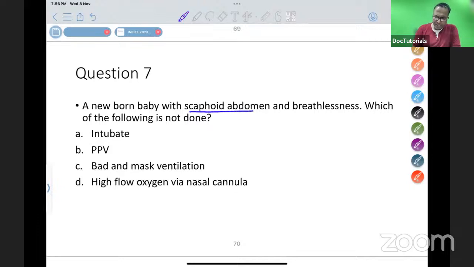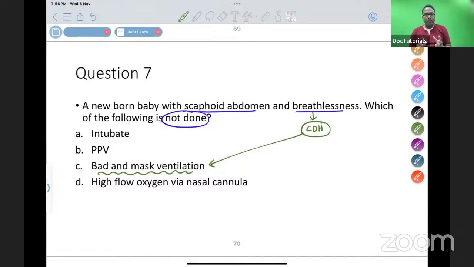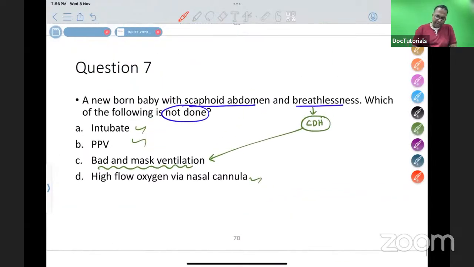A newborn baby with a scaphoid abdomen and breathlessness, which of the following is not done? Scaphoid abdomen with breathlessness is a diagnosis of congenital diaphragmatic hernia. You should never do bag and mask ventilation. Ideally, we should intubate and give positive pressure ventilation. If at all you want to give, you can give nasal oxygen. But don't put bag and mask and give oxygen because it will distend the stomach and the baby will have more breathlessness. So the answer is bag and mask ventilation.